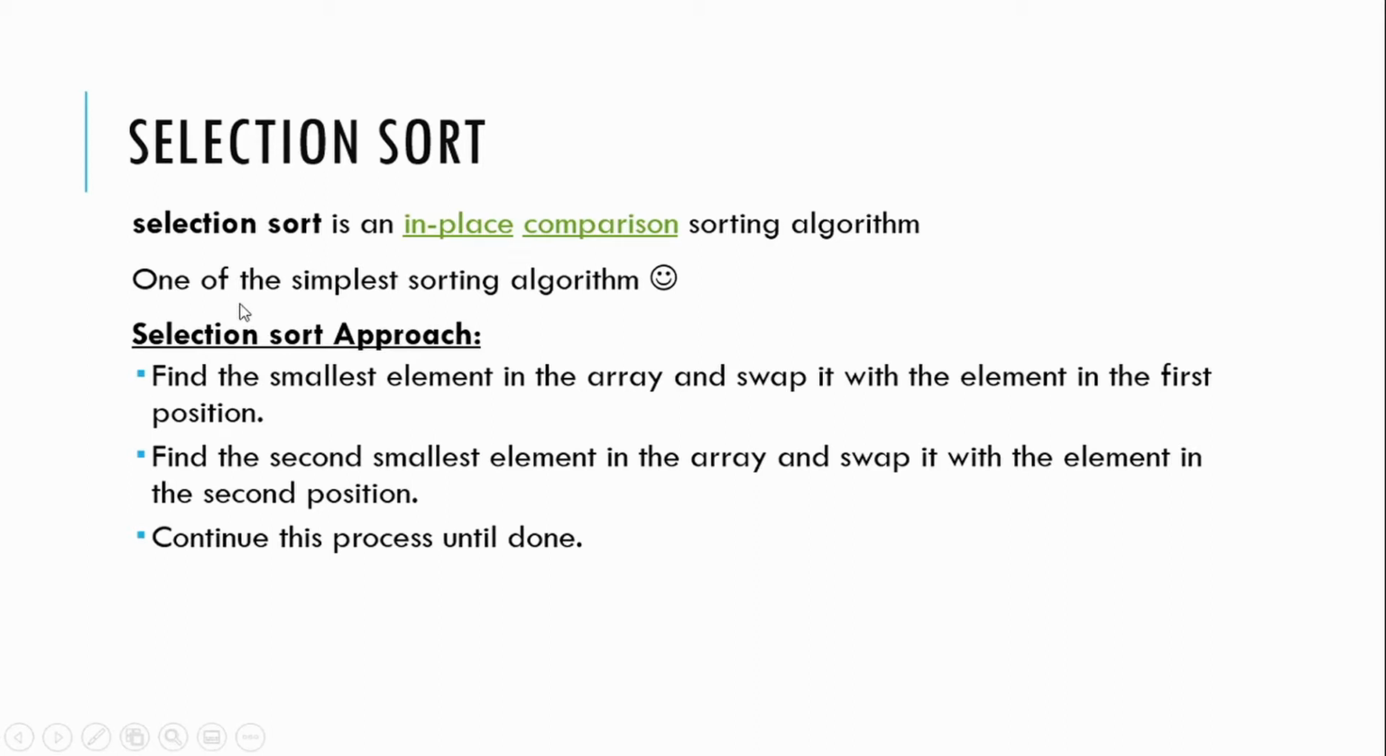It is one of the simplest sorting algorithms. The approach would be, given a list of integers or elements, we need to find the smallest element and swap it with the first position. Then we will find the second smallest element and swap it with the second position. Then we will find the third smallest element and swap it with the third position. We will continue this process until all the elements are sorted.